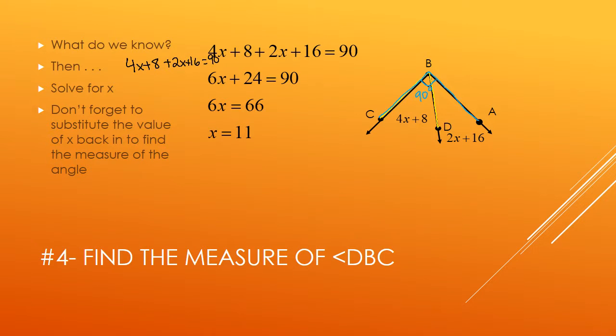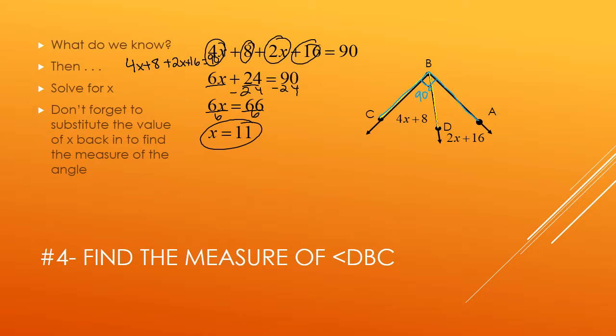So I went ahead and put this here. Again, I combined like terms, so 4x plus 2x gives me 6x, and 8 plus 16 gives me 24. I then subtract 24 from both sides, and I get 6x equals 66. I think I did this, yep, that's correct. And then divide by 6, and I get x equals 11.